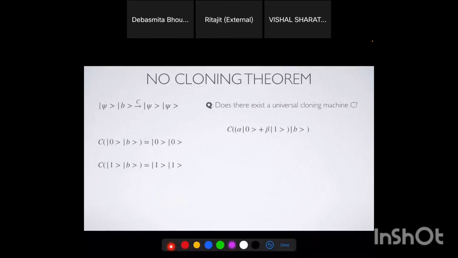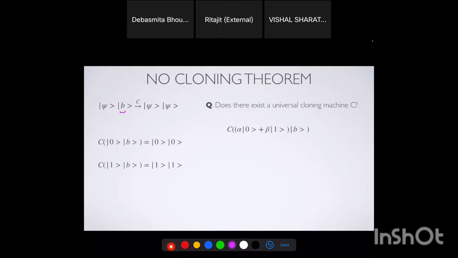What is cloning? Think of a Xerox machine. You go and give your copy and you get another copy. So suppose your qubit is psi and you have B, which is a blank state. It can be any state. You just give a blank paper and you get two copies of psi. So that's basically cloning, or Xerox.